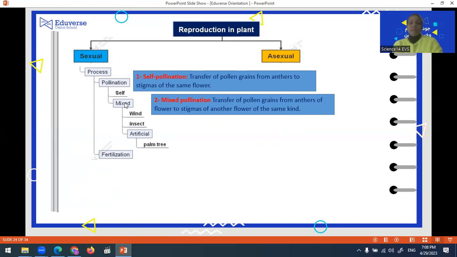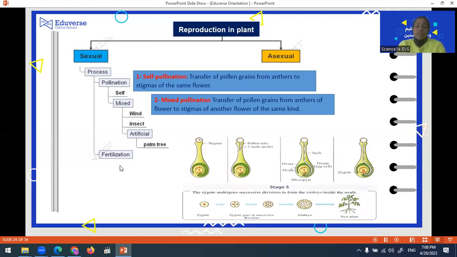Okay. The mixed pollination also can happen through different things, for example, the wind or the insects. The air can move the pollen grain from one plant to another, or the pollen grain can attach or adhere to the body of the insect and will move from the anther to the stigma of another flower.